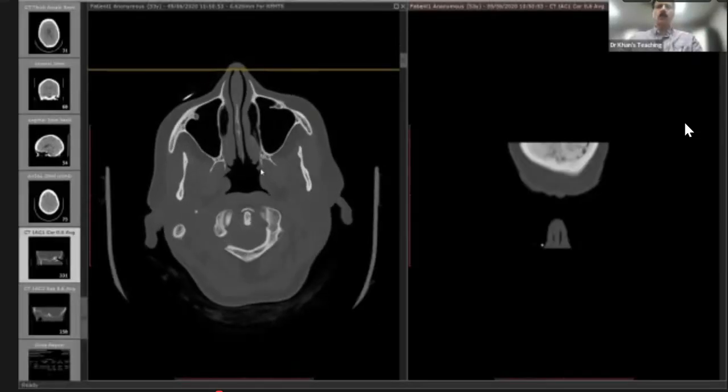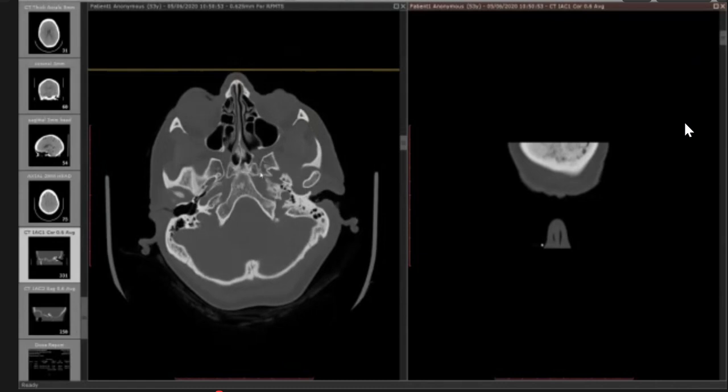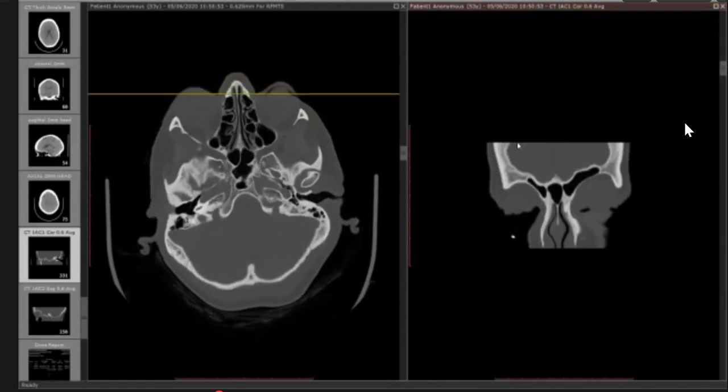Candidate 2, can you see a DICOM viewer? Yes. Okay.